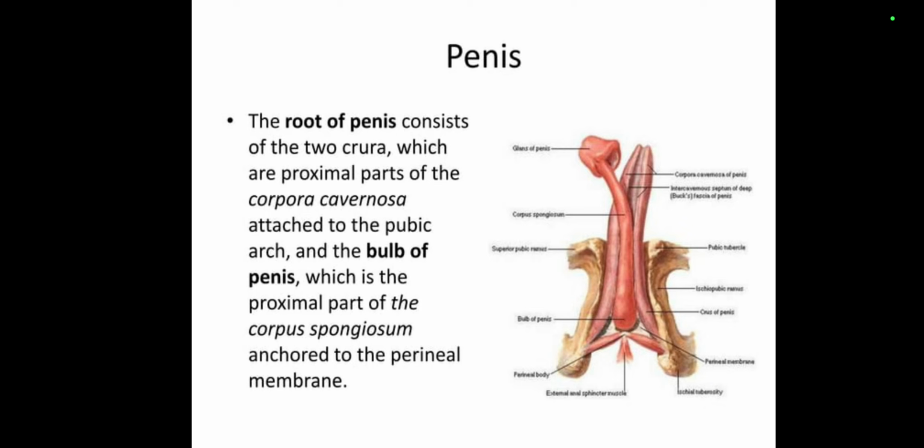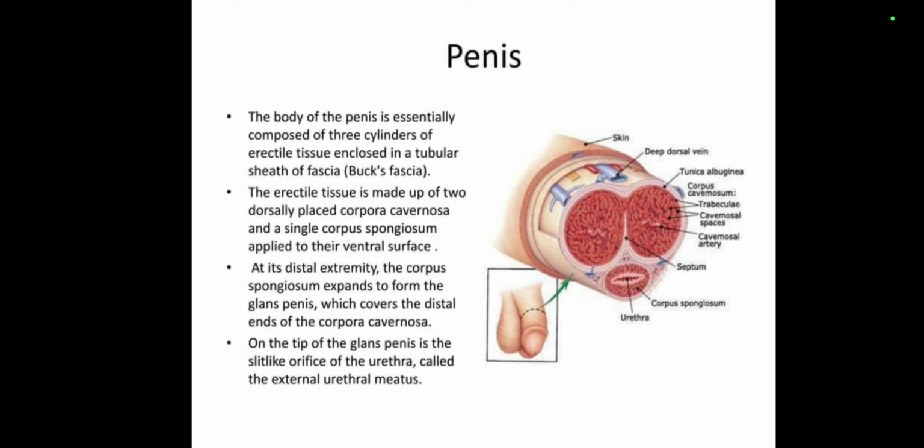So those are the two roots of the penis: the corpora cavernosa or corpus cavernosum, which is usually the reason why your penis erects, while the corpus spongiosum is basically a spongy tissue that runs through the shaft and to the glans or the head of the penis. It also surrounds your urethra, the reason why urine and sperm pass from the body. So those are the two roots of the penis.